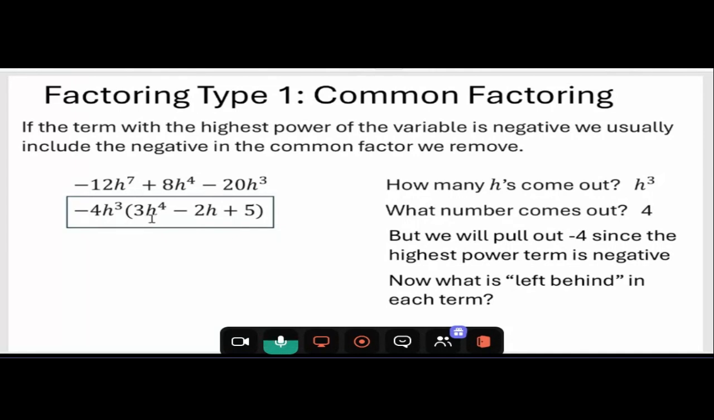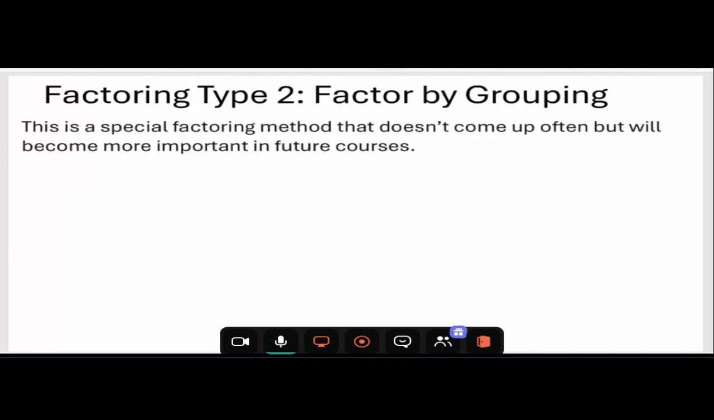H cubed times h to the 4th is h to the 7. Good. H cubed times h is h to the 4th. Good. H cubed just times the 5 is just the h cubed, right? So you re-expand the bracket, you can check your answer.